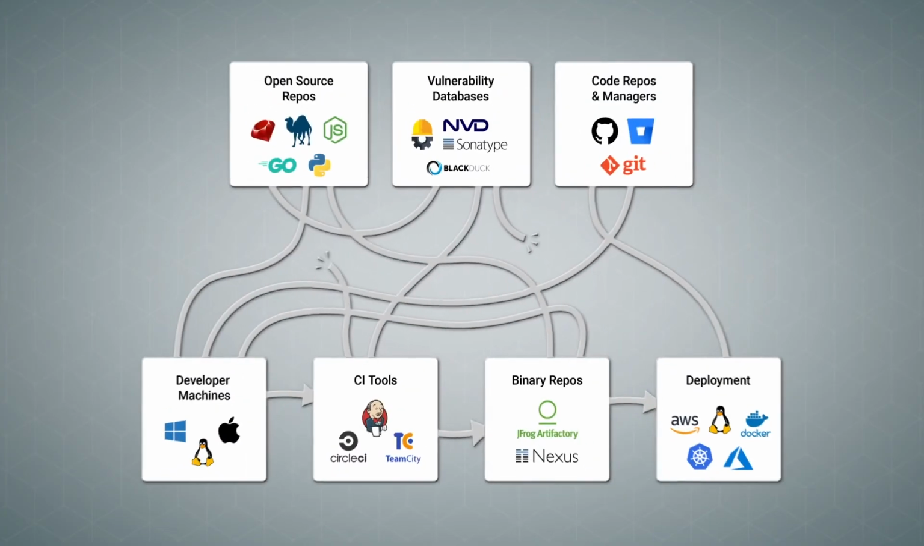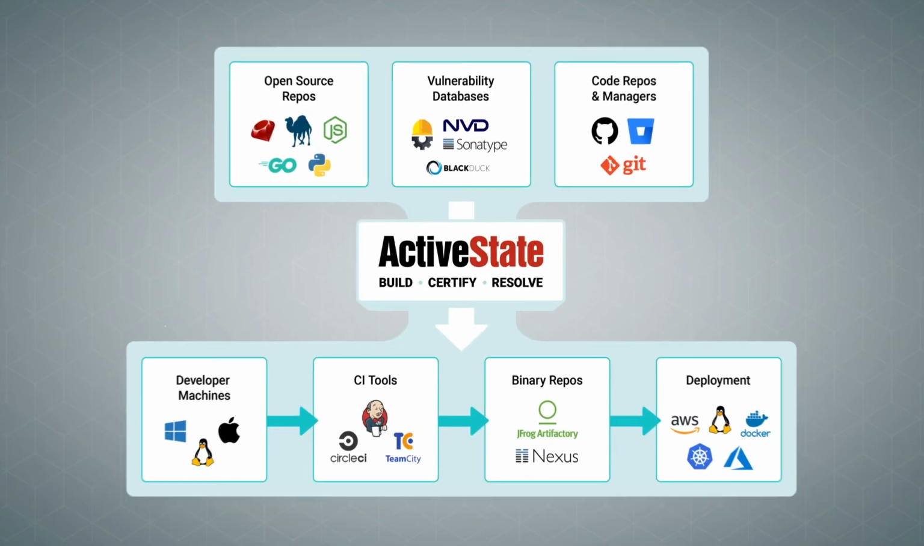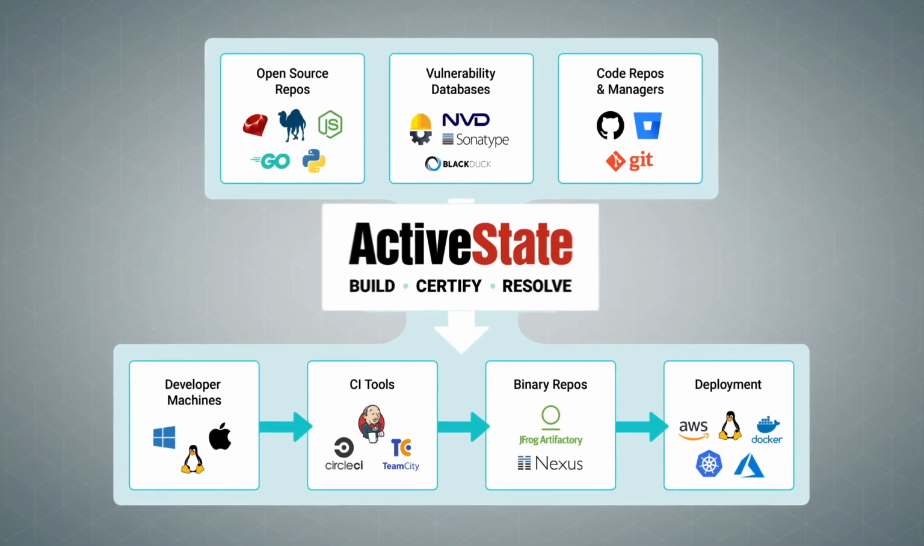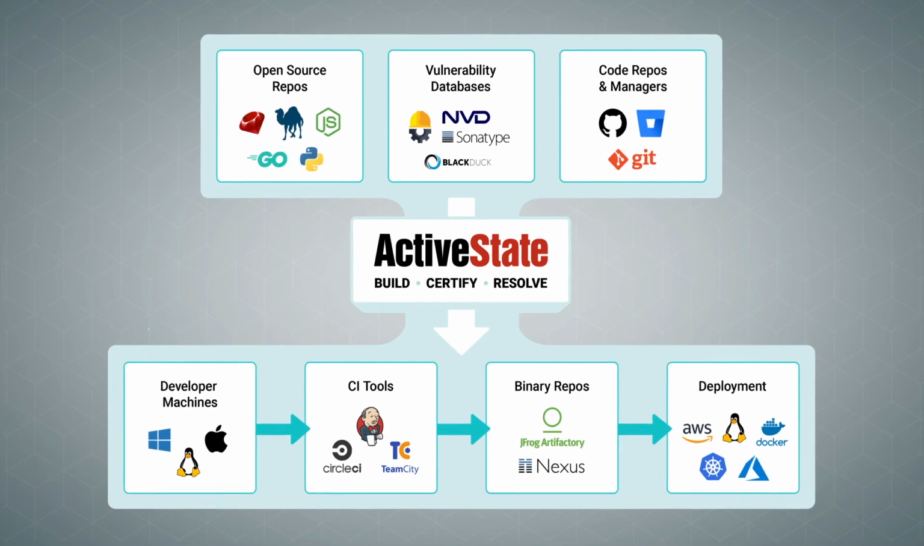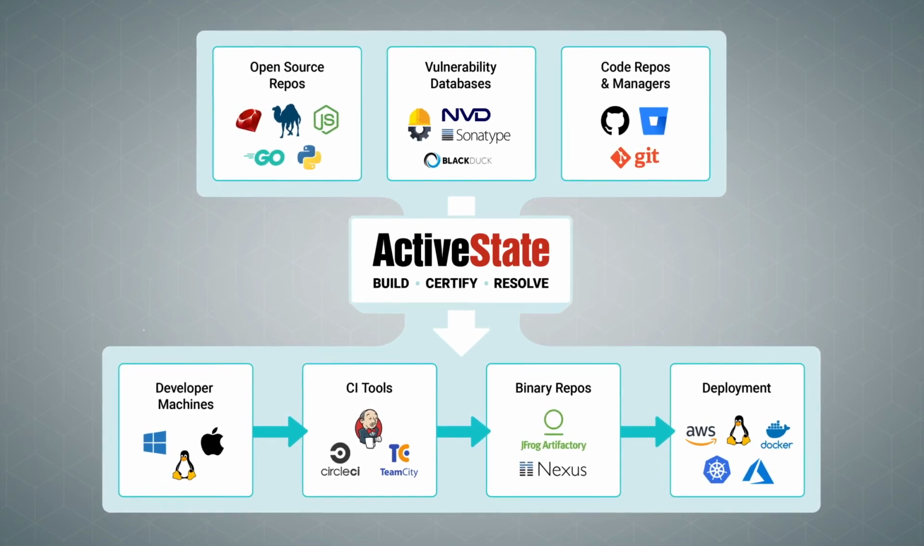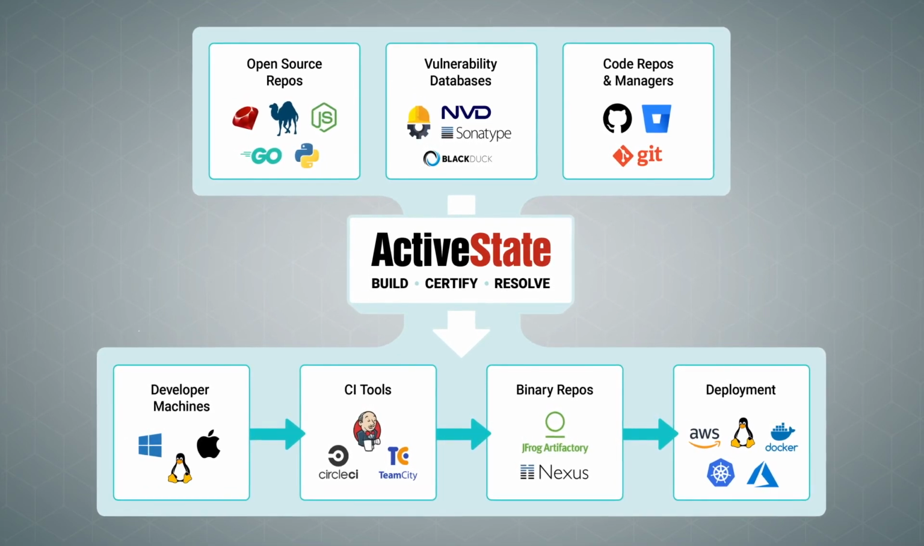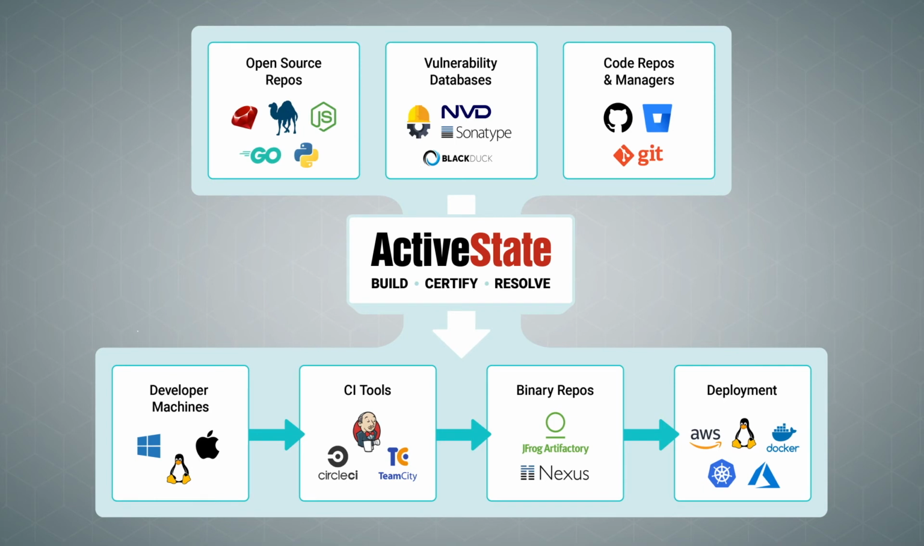So how do we do this? Well, quite simply, you remember that mess diagram I showed you? We put the ActiveState platform in between all the inputs and your software development process. We suck in the various bits of code, we build, we certify and resolve, and then we deploy it across the software development process as you need it within your organization.